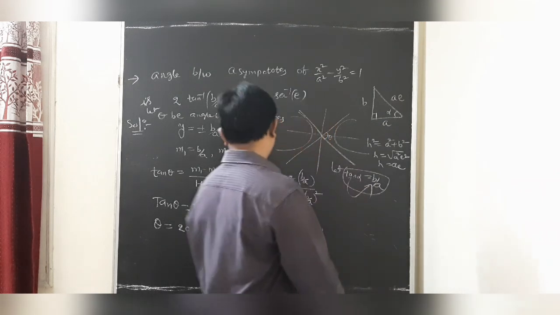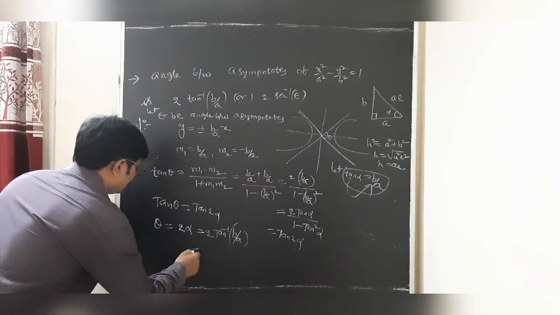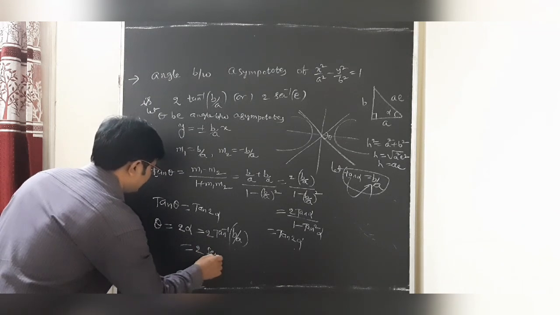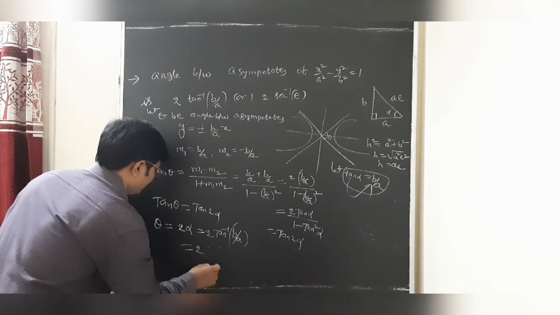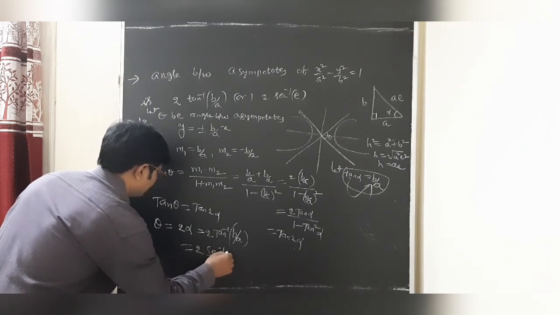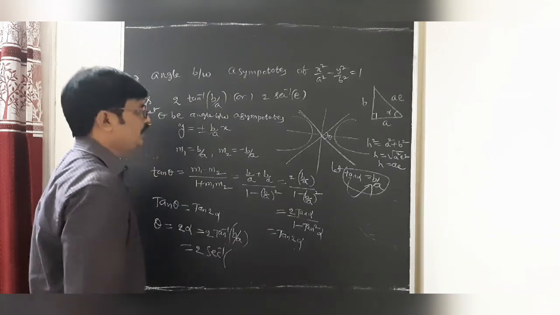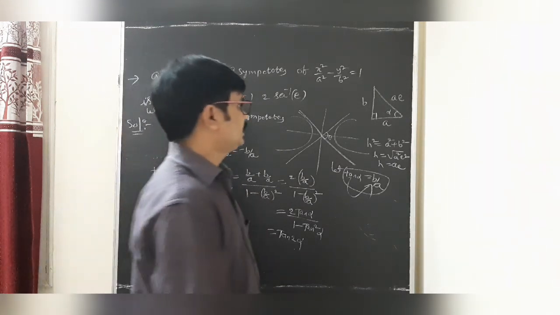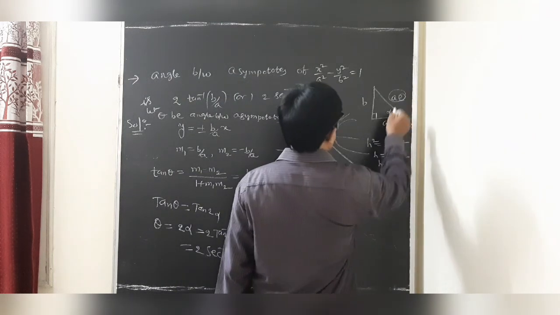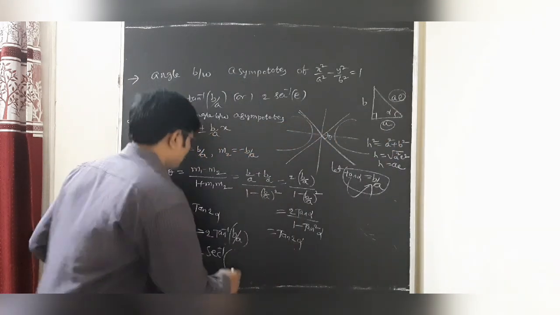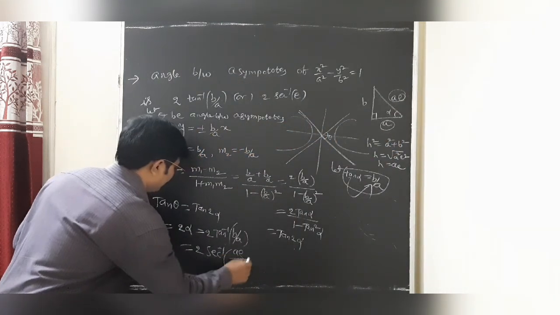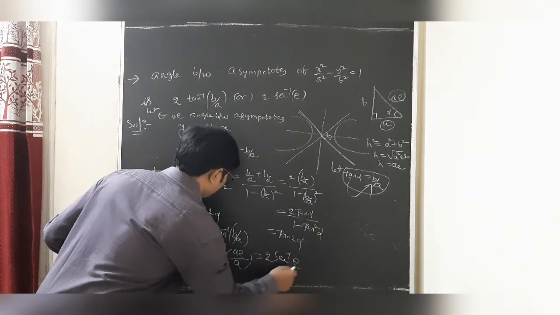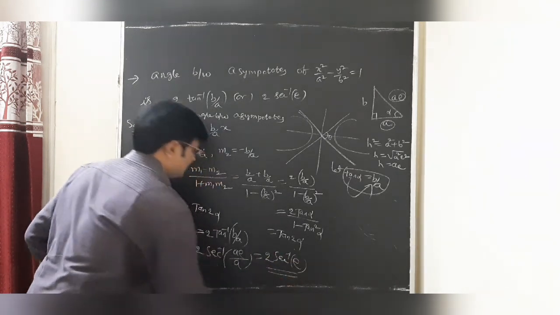Now students, from this we can write 2 into secant inverse. What is the secant inverse? We know that cos is the adjacent side by hypotenuse. Secant is hypotenuse by adjacent side. We can take a e by a, a cancels. So this is 2 secant inverse of e.